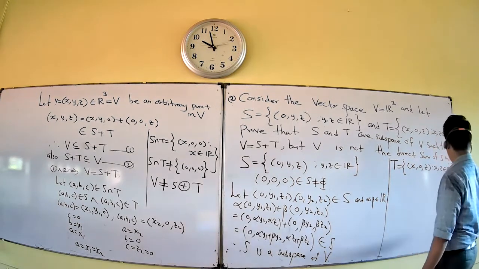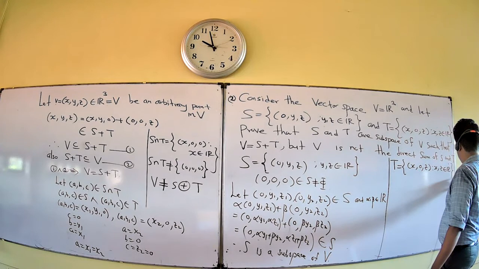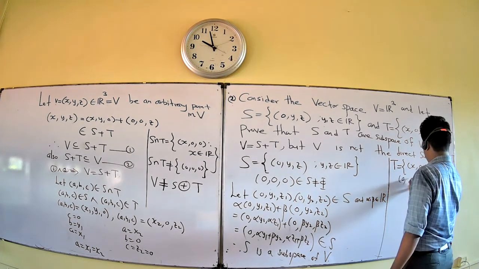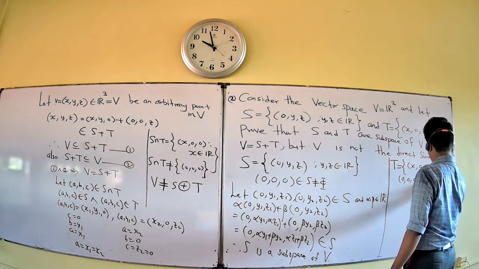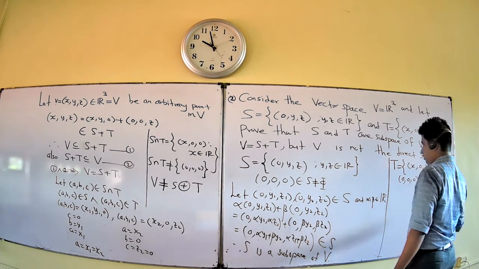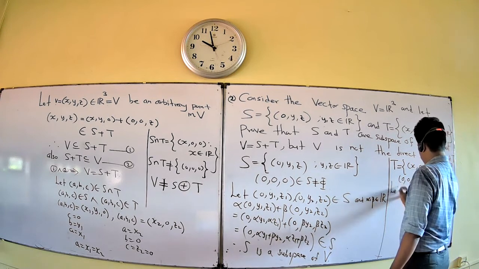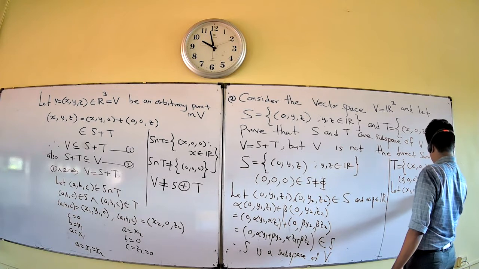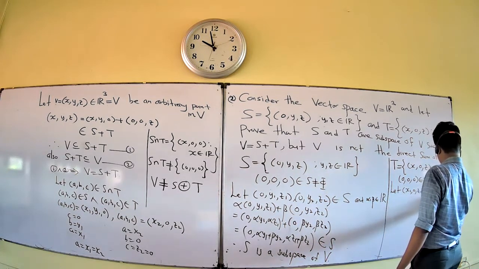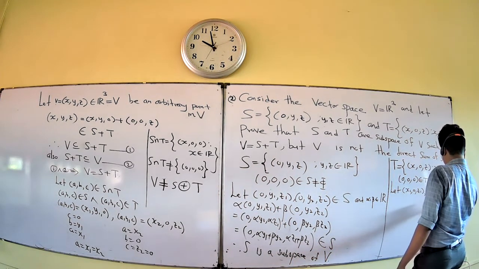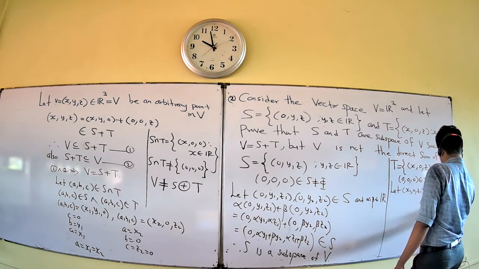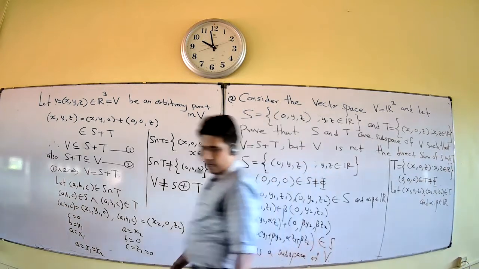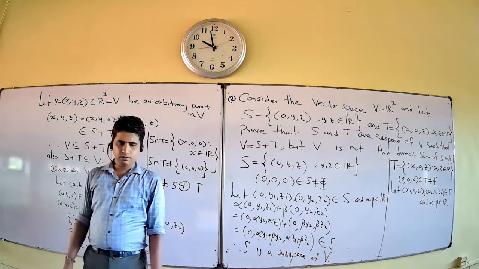T is also a subspace. Okay. For this one, (0, 0, 0) belongs to T, therefore it is non-empty. Let (x1, 0, z1) and (x2, 0, z2) belong to T, and alpha, beta belong to the real numbers.